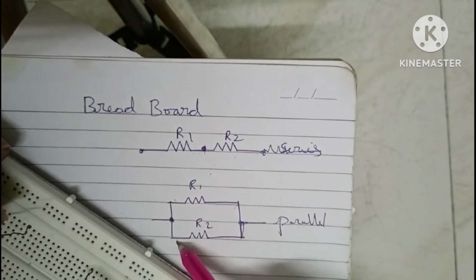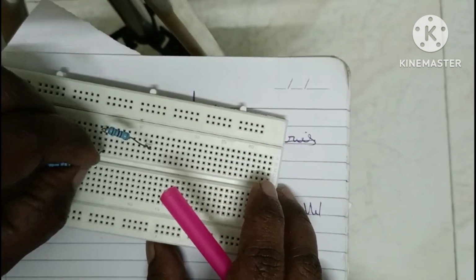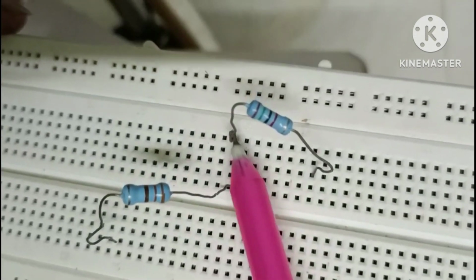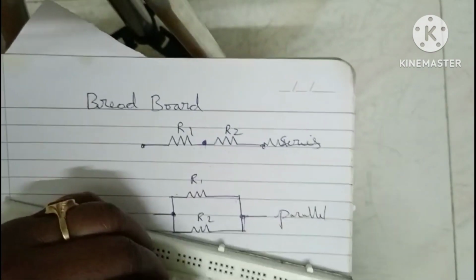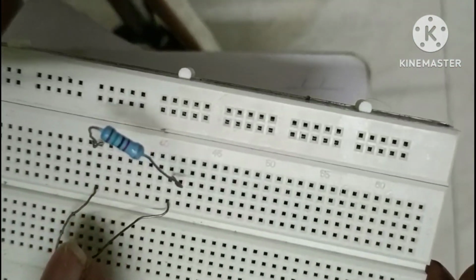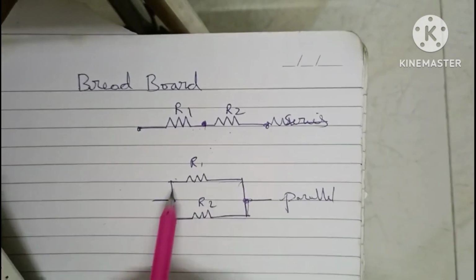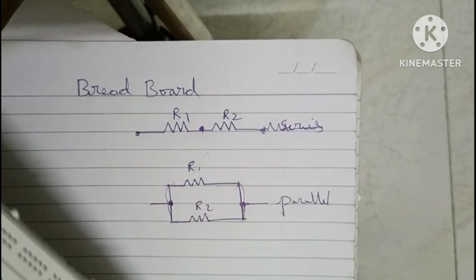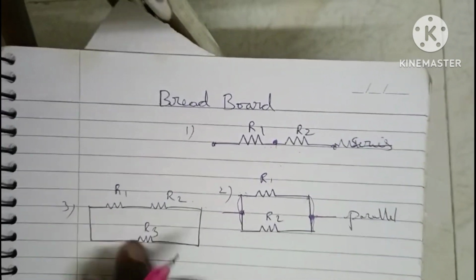R1 first terminal and R2 first terminal are shorted. So keep them shorted. If I want to short, keep them in the same line. Next, R2, in the same line. Here these two terminals are shorted and these two terminals are shorted. If you observe, these two terminals are shorted, and these two terminals are shorted. So I am connecting like this. This is the third circuit also: first circuit, second circuit and third circuit.